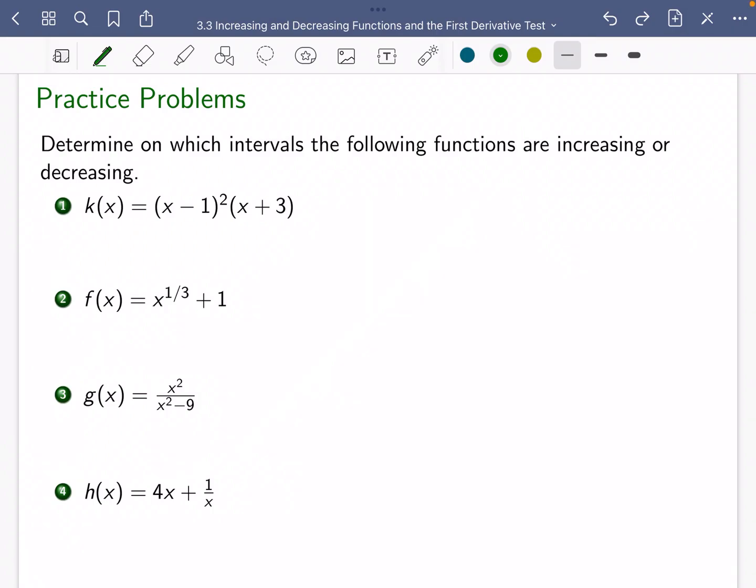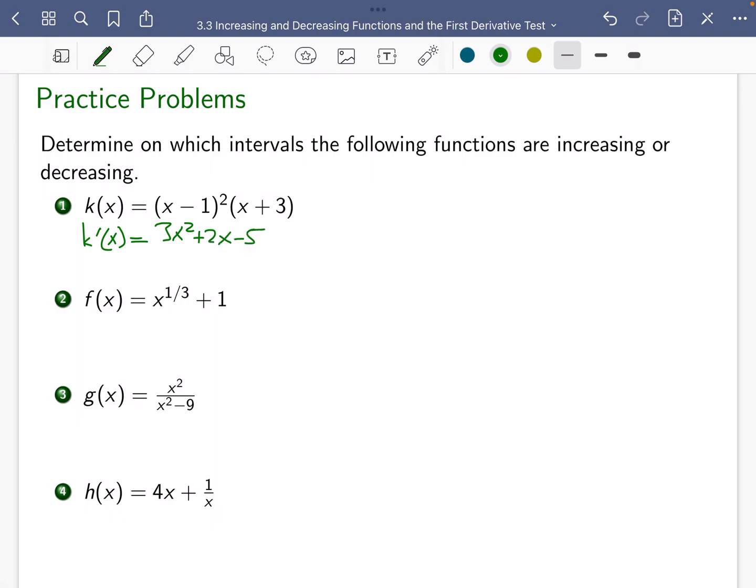In this video, we are going to look at some examples where we are going to try to find intervals of increasing and decreasing for some different functions. Let's look at this first example where k of x is equal to (x minus 1) squared times (x plus 3). If we were to take the derivative there, you could either expand that and then take your derivative, or you can take your derivative using the chain rule and product rule. If you take your derivative here, you will get a derivative of 3x squared plus 2x minus 5.